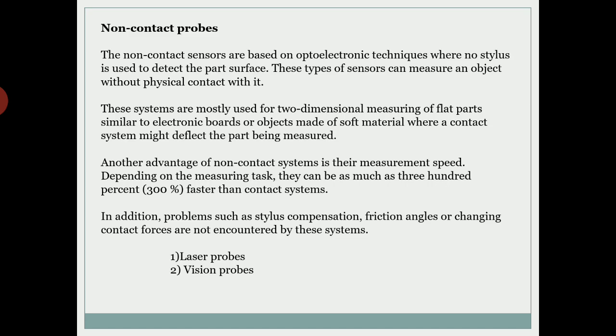The different non-contact type probes are laser type probes and vision probes. In laser type probes, monochromatic laser light is used for identifying the part features, and in vision probes, that is recorded by camera systems.